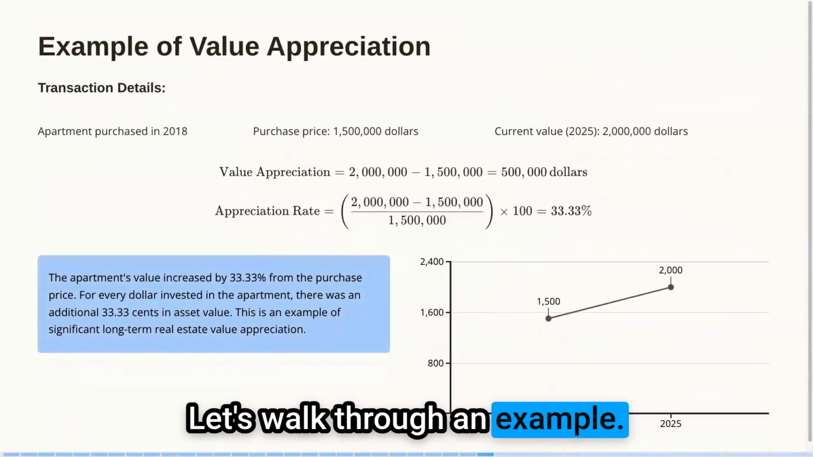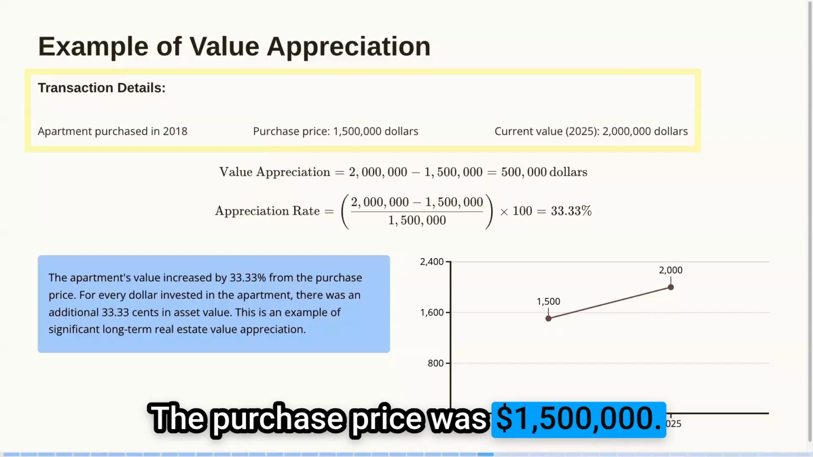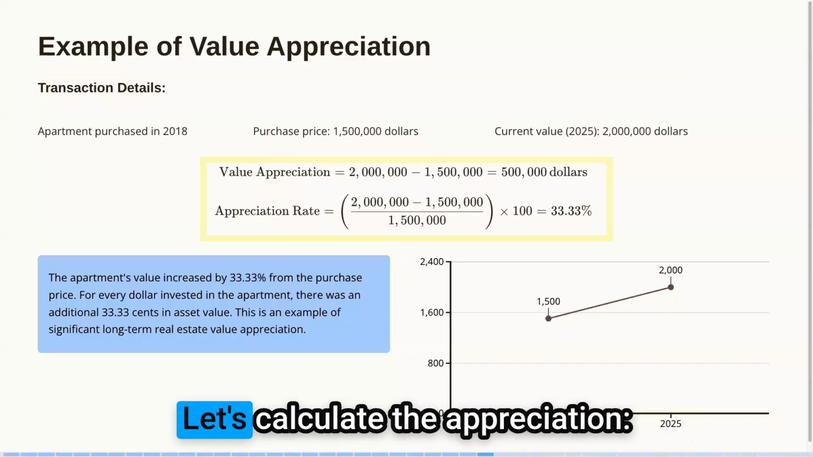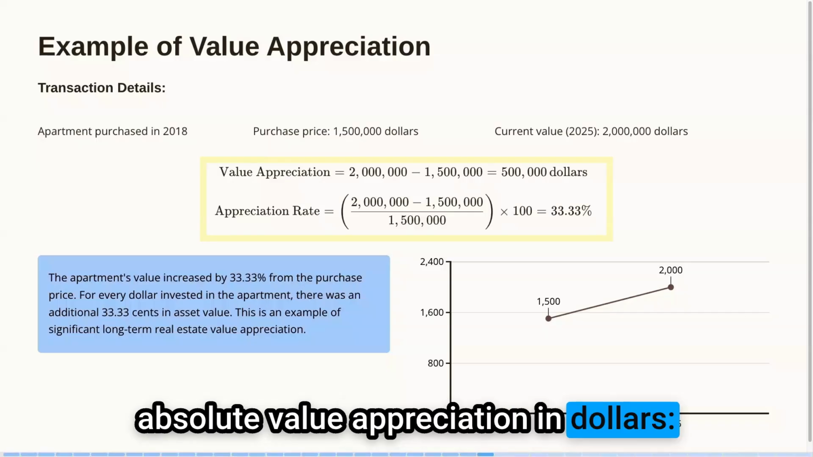Let's walk through an example. An apartment was purchased in 2018. The purchase price was $1,500,000. The current value in 2025 is $2 million. Let's calculate the appreciation. Absolute value appreciation in dollars.